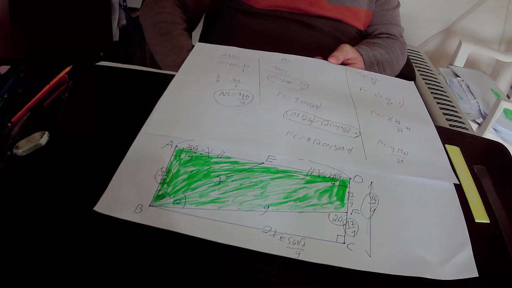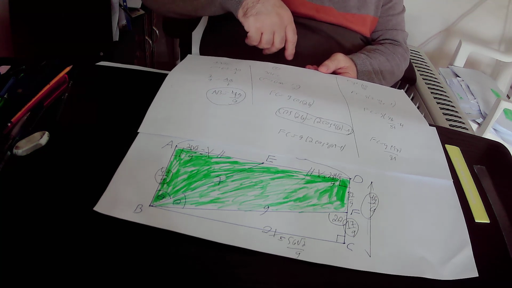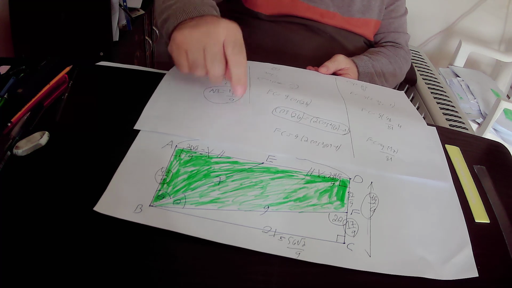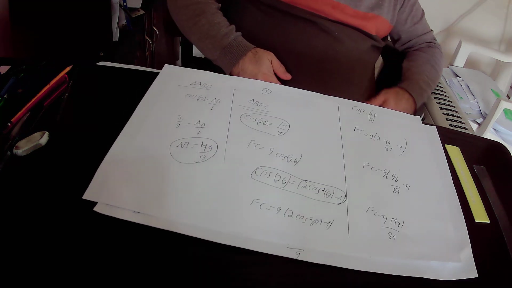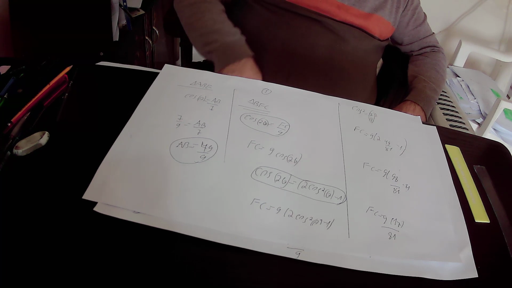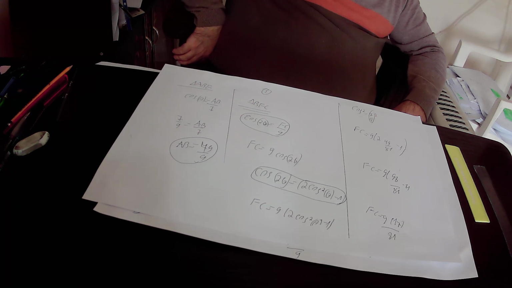And then in triangle BFC, the lower triangle, cosine 2 theta equals FC over 9. So we multiply this equation by 9 and we got that FC equals 9 times cosine 2 theta. And we have that trigonometric identity that cosine 2 theta equals 2 cosine squared theta minus 1.